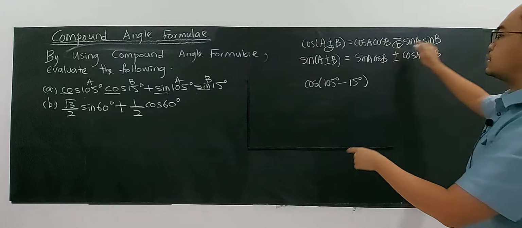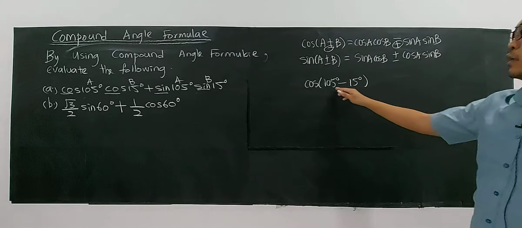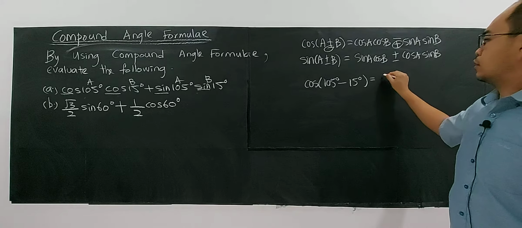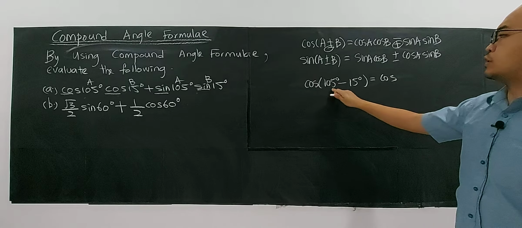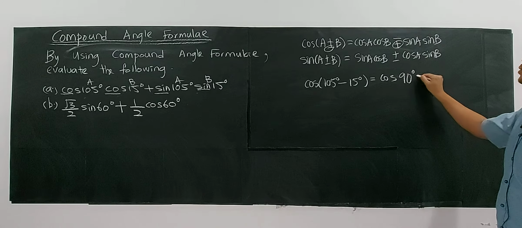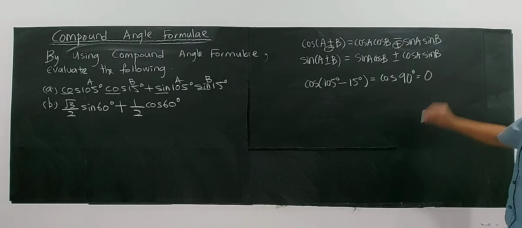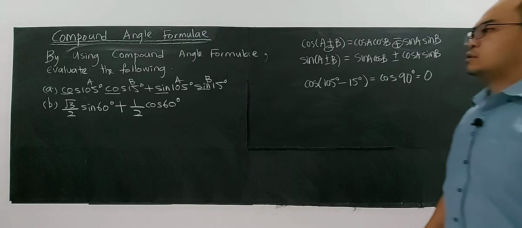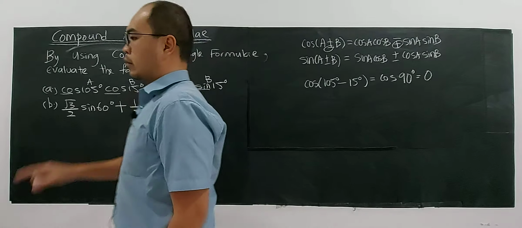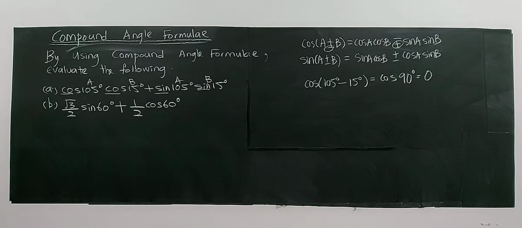So you can rewrite this as a single trigonometric function, which will be cos(105 minus 15), which is 90 degrees. As you know, cos 90 degrees is 0, right? So with the knowledge of compound angle, you can evaluate this easily, getting cos 90, which is 0, without using a calculator.